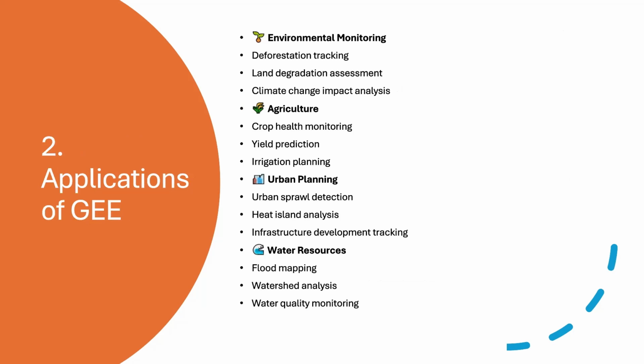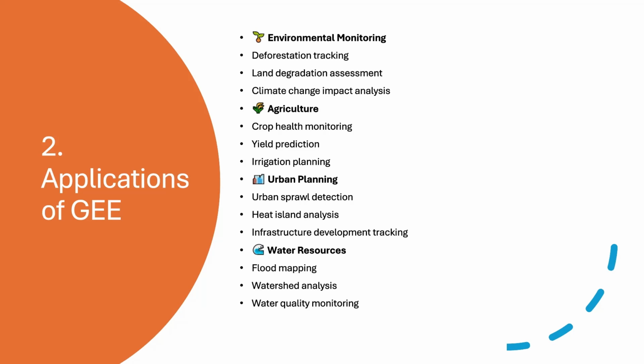So what are some of the applications of Google Earth Engine? An application of Google Earth Engine basically is just the application of any geospatial or remote sensing software or application. Because if you look at it, it does any analysis that is remote sensing or geospatial based. This can involve environmental monitoring, agriculture, urban planning, and water resources, right?